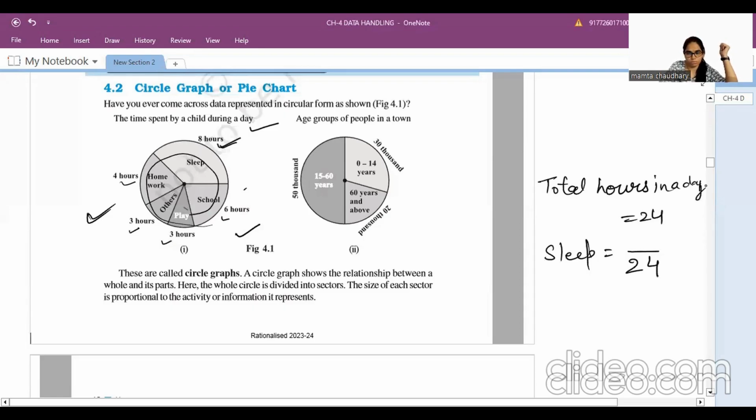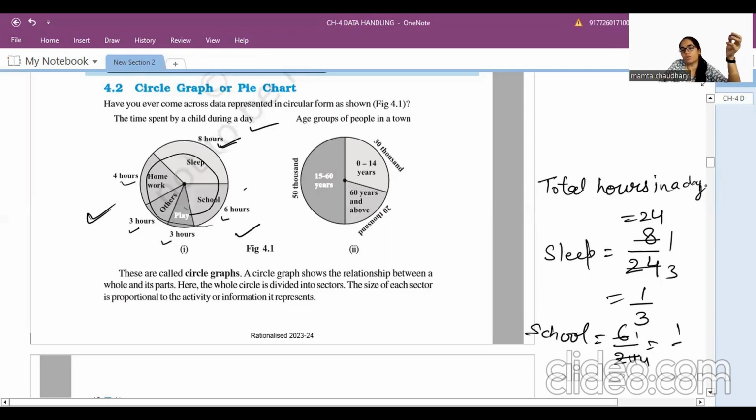You can add also, right? 8 hours the child is sleeping. It means 8 ones are 8, 8 threes are 24. It means 1/3 of a day a child is spending in sleeping. Now I want to know how much time is spent in school. So for school, how many hours? 6 hours out of 24. 6 ones are 6, 6 fours are 24. 1/4 portion of a day the child is spending in school.